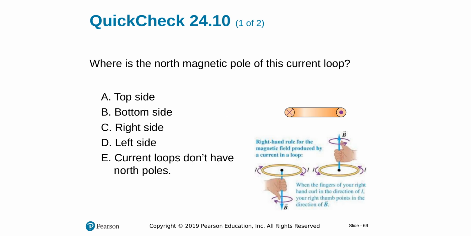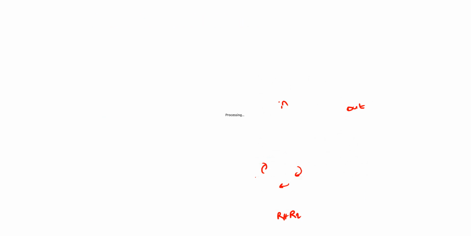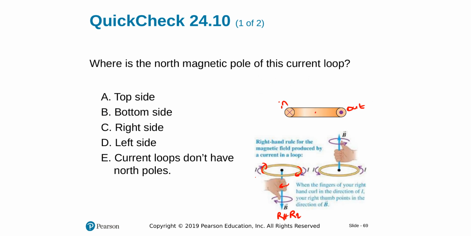How about for this guy? Current is out here, in there. That would look like this guy, right? Current is out here, in there. When I apply my right hand rule, curling my fingers along the current, it should come out here, in there. The magnetic field would be down.